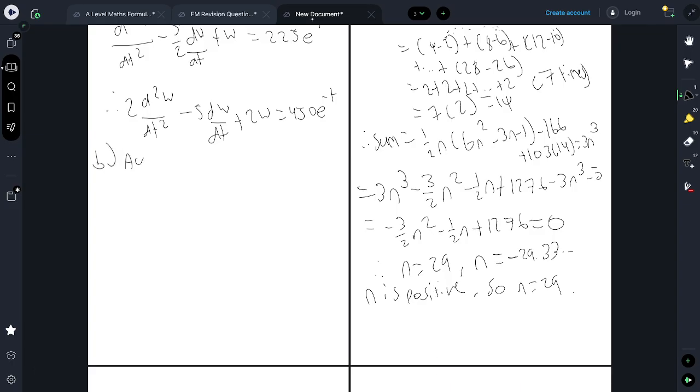So first of all, we need the auxiliary equation. That's going to be 2m squared minus 5m plus 2 equals 0. Put that into the calculator: 2, minus 5 and 2 gets m is 2 and m is a half. So therefore the, what's it called, the complementary solution, or the complementary function.